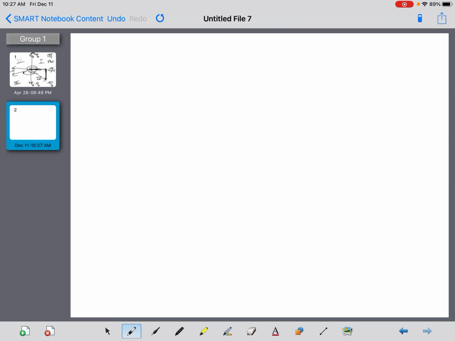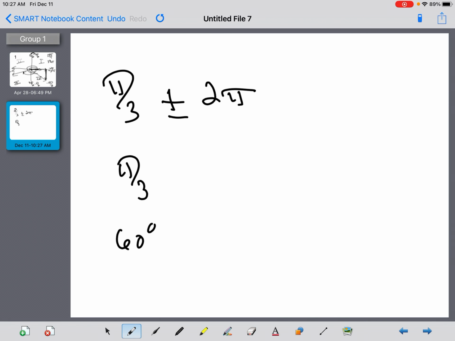All right, the next thing is coterminal angles. If you're given an angle like pi over 3 and you want to find a coterminal angle, you add or subtract multiples of 2 pi. If you're in degrees, pi over 3 would be 60 degrees, and you're going to plus or minus 360. Now if I put an n here, it's because I can add 2 times 2 pi, 4 pi, and so on. So you have to come up with one positive and one negative.